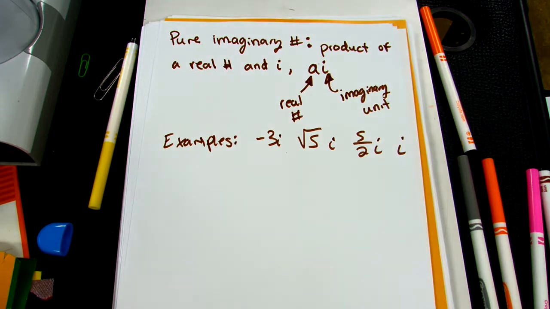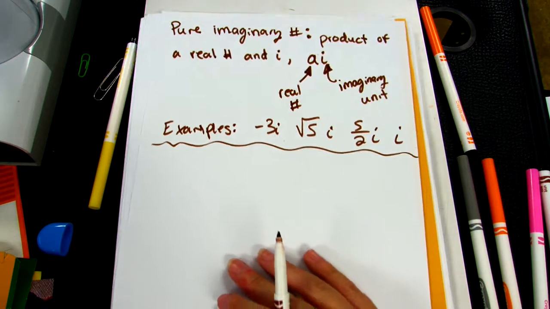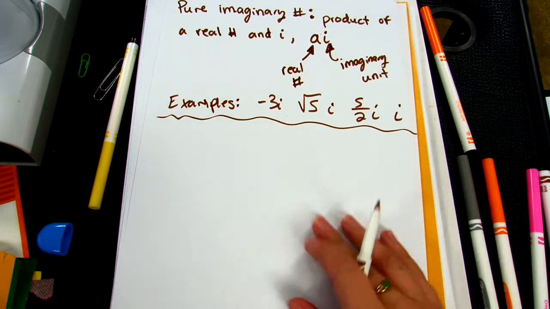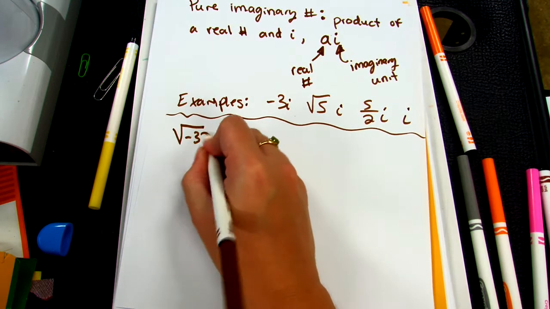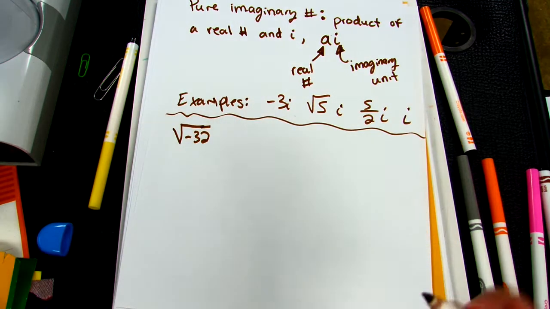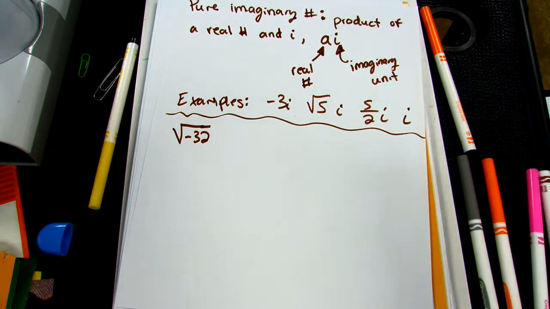A would be 1. All right, so let's talk about how to simplify radical expressions that have negative numbers. Because we said anytime you have a negative in your radical, you can't leave it like that. You have to simplify it. So let's say we have the square root of negative 32. So this is not the square root of negative 1, because that would just be i. This is the square root of negative 32.